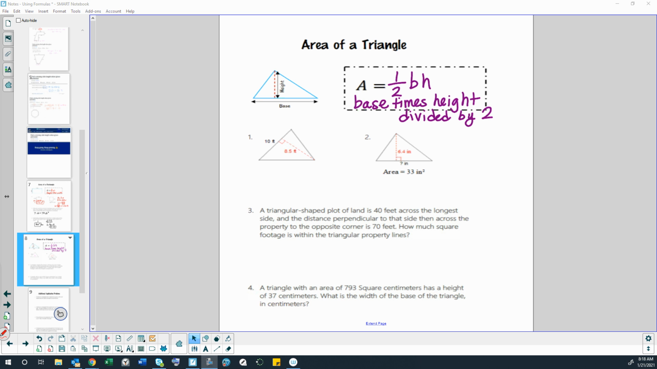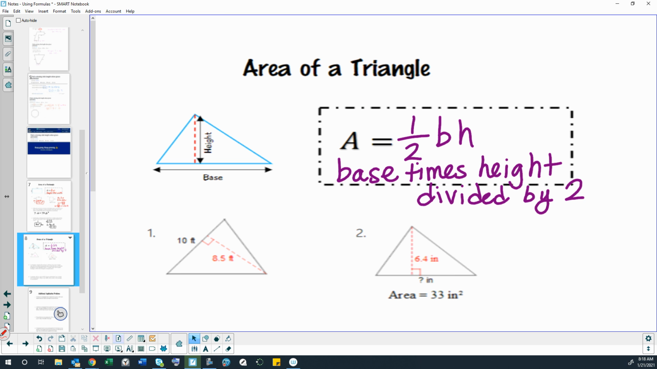Area of a triangle, page 7 of our using formulas notes. So triangles can be made out of a rectangle by cutting off some pieces, right? Let's talk about that. So right here I've got this triangle in blue, correct? If I draw a rectangle around it.